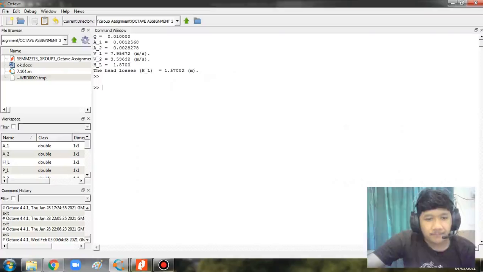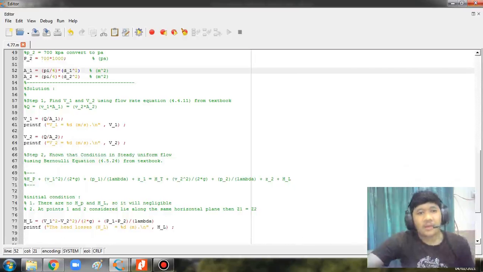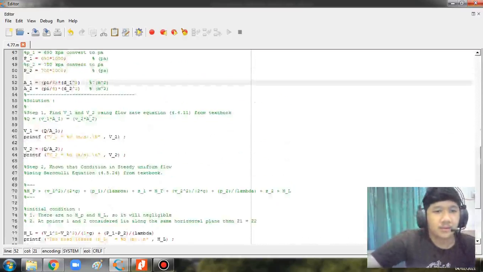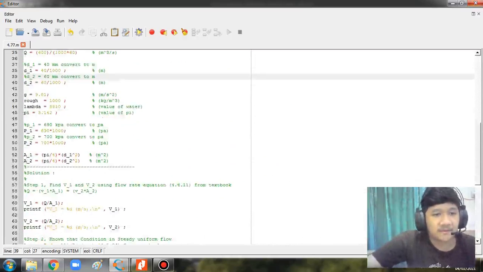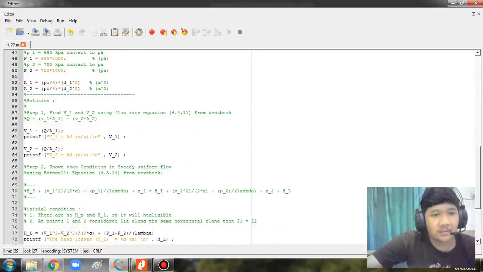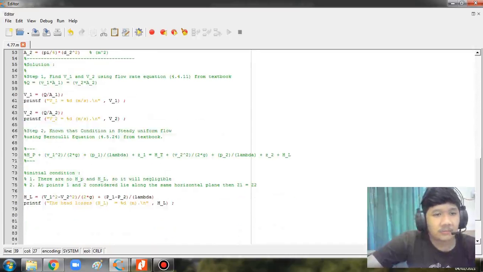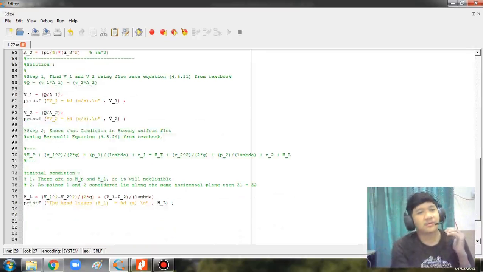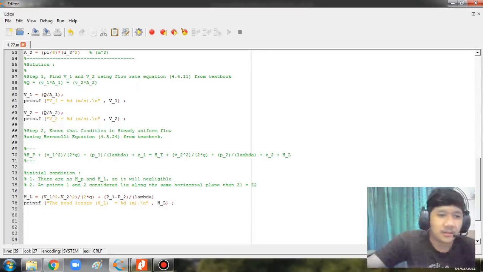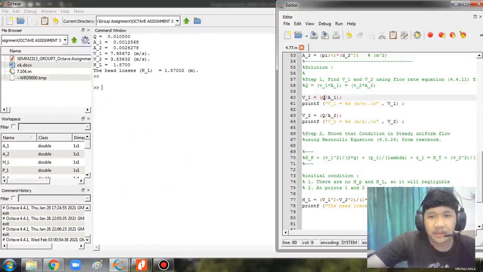So in MATLAB, we have the given data, and after this we have step 1. We just use the symbol so it will look tidy. That's why I don't put the number in here. It will work by itself in MATLAB, I mean in Octave. So this is V2, the function of printf. This is where we can put the unit.